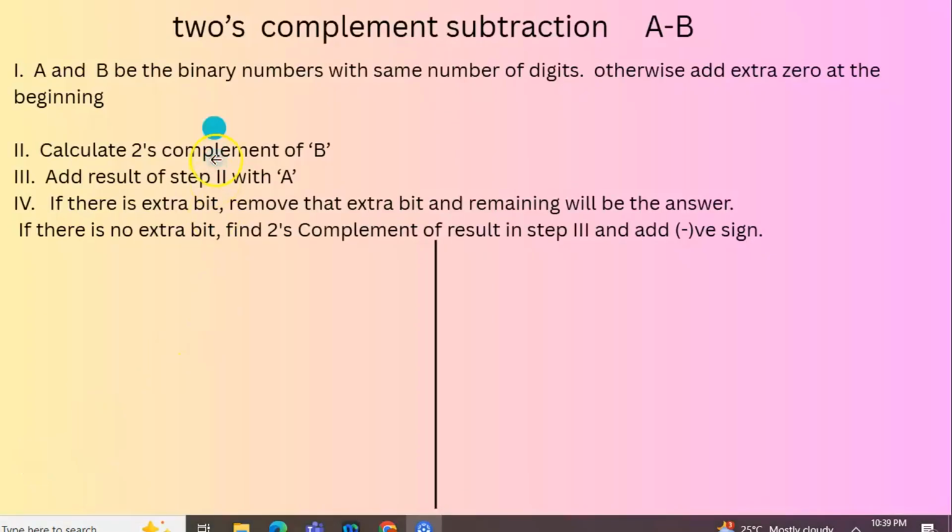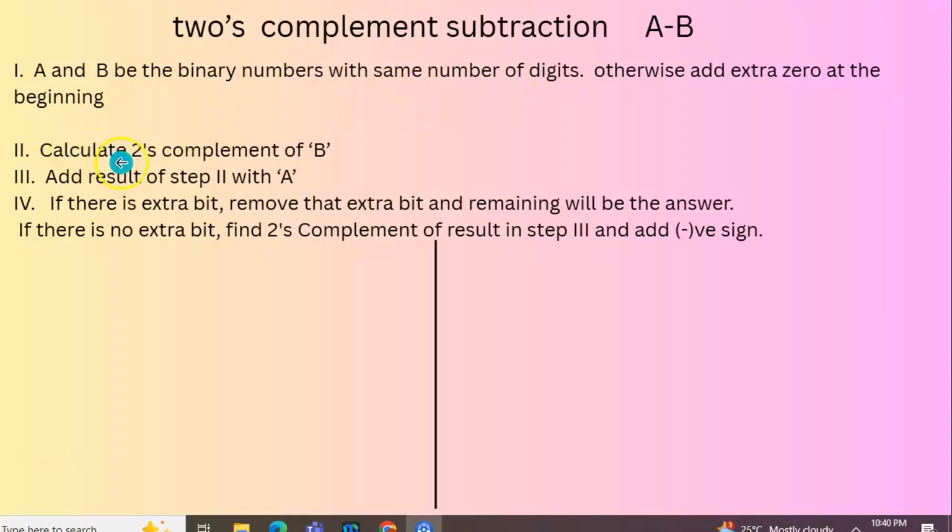Now let us see the procedure for 2's complement subtraction, that is A minus B using the 2's complement subtraction method. A and B are binary numbers with the same number of digits. So that is the rule. Otherwise, add 0 at the beginning so that both A and B have the same number of digits.